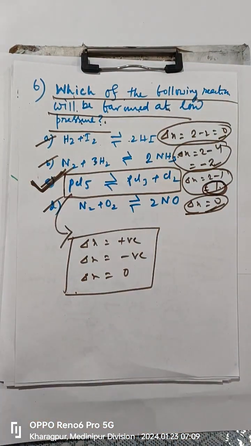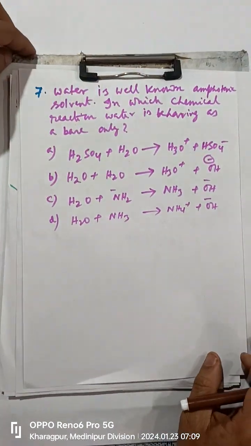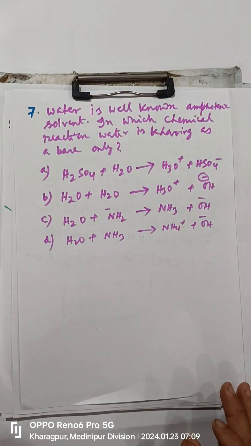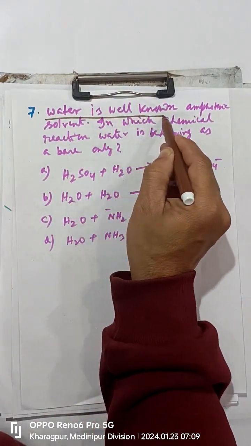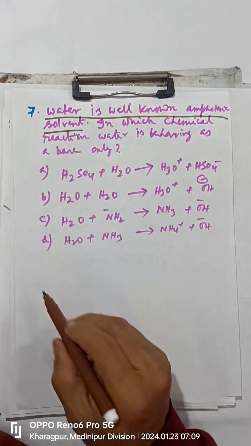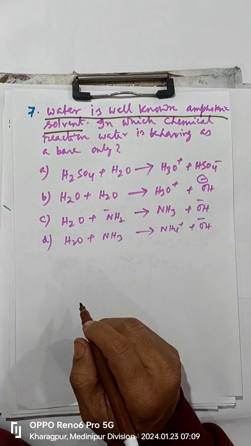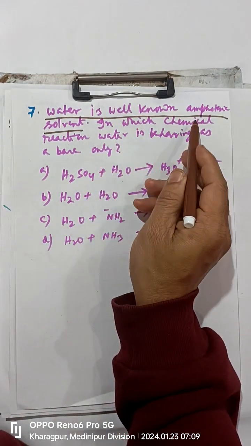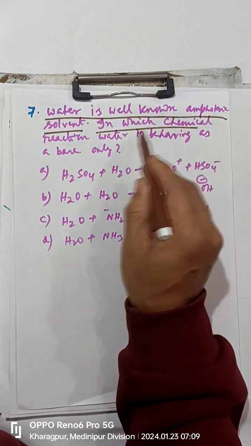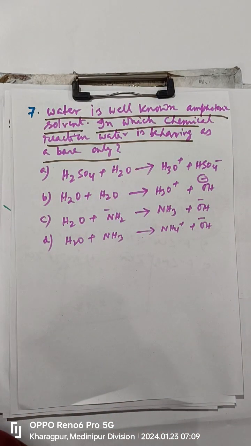Now moving to question number 7. This is also a very simple and interesting question. Water is a well-known amphoteric solvent. What is an amphoteric solvent? The solvent which can act as both an acid as well as a base. It has acidic as well as basic behavior. In which chemical reaction is water behaving as a base only?